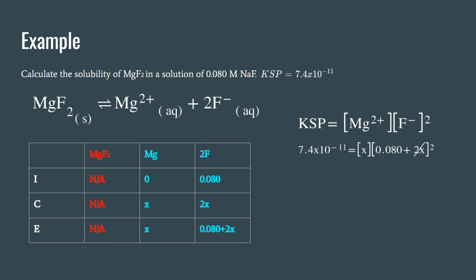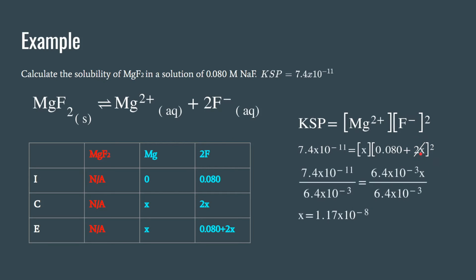because it's going to be 0.00000 until infinity, basically. So you can just ignore this and cross it out. So what it becomes is 7.4 times 10 to the power of negative 11, which equals 6.4 times 10 to the power of 3x, because you multiply this one with that one and then square it, which gives you that. Then you divide them, which will give you 1.17 times 10 to the power of negative 8.